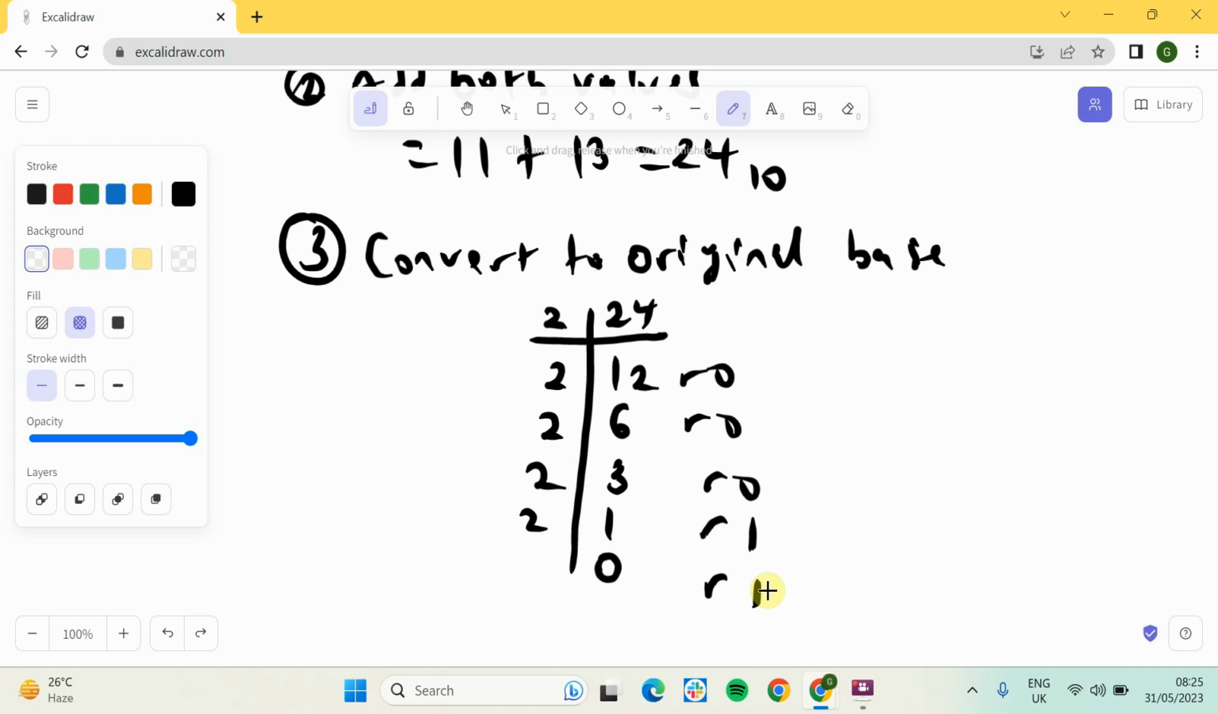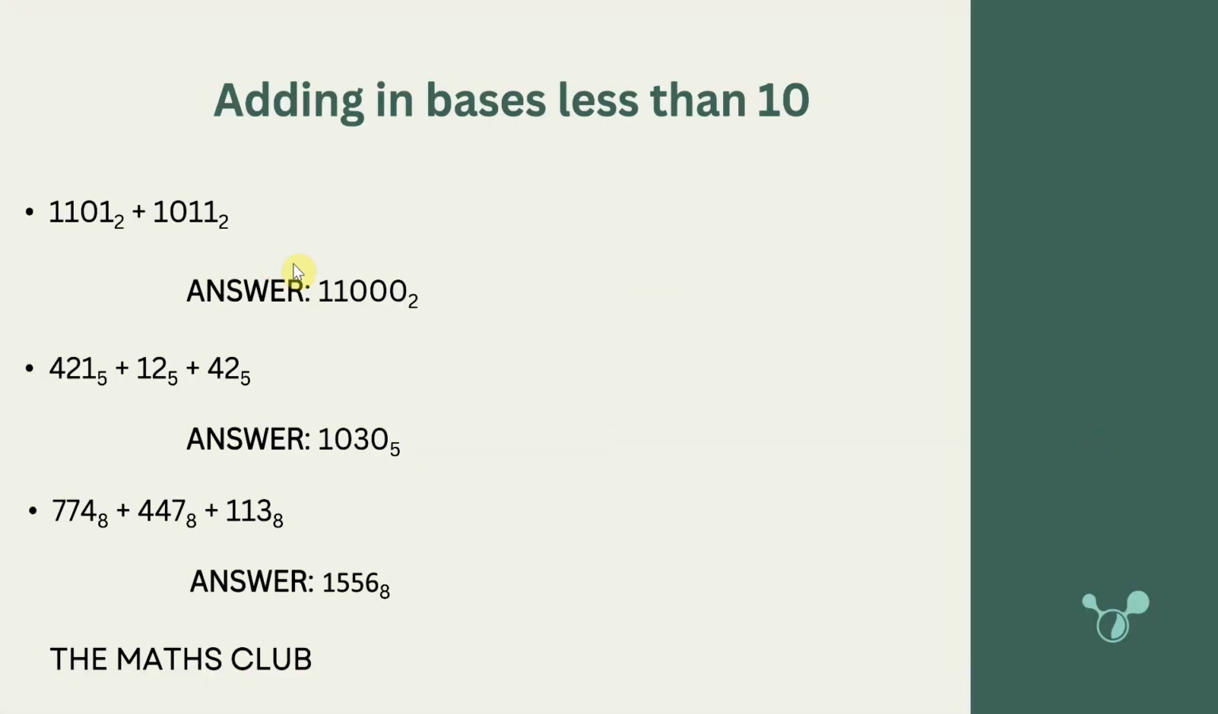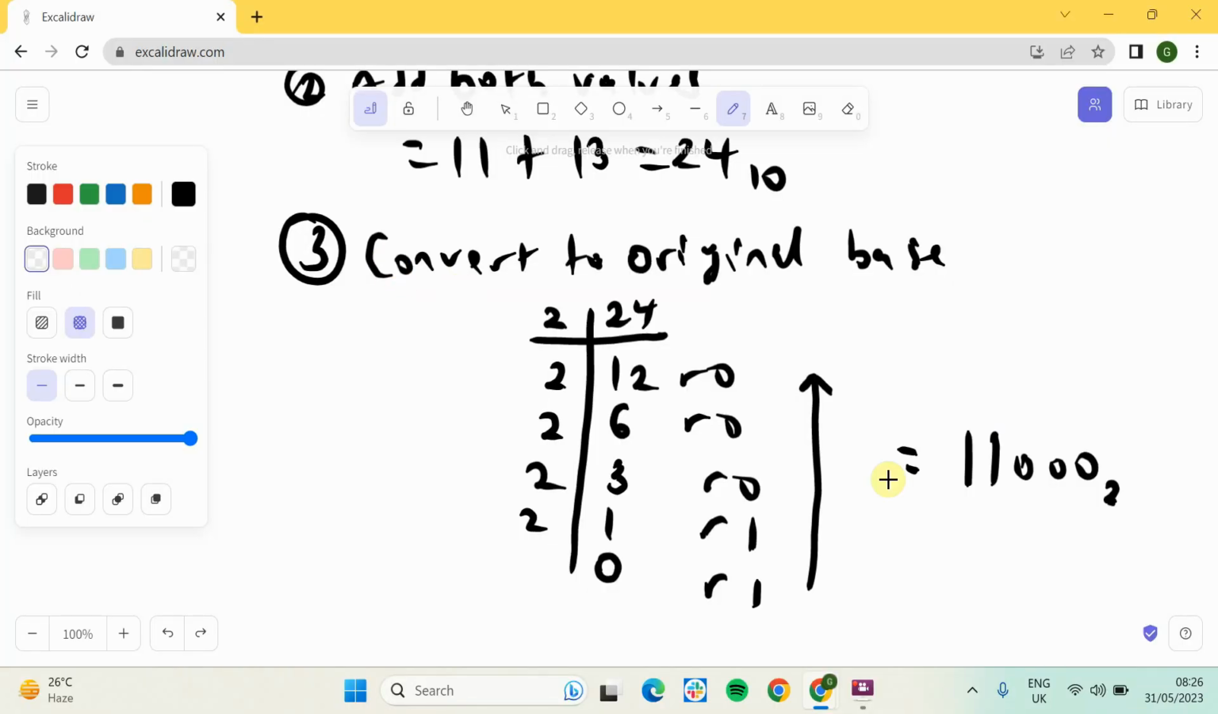If any of this looks unfamiliar to you, these are things that we've done in the past, so you want to check our playlists on number bases. If I read it from bottom to top, our value will be 11,000 in base 2. And you can see that is the same answer that we had here. So we had 11,000 in base 2, which is basically the same answer.